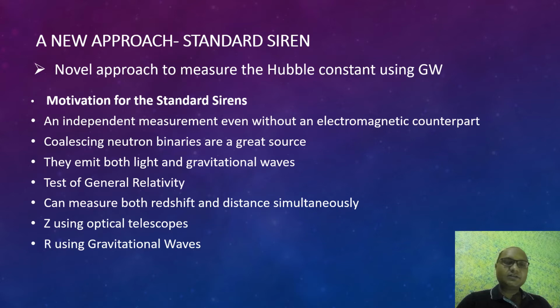There are various reasons for this. The very first one is that it is an independent measurement even without an electromagnetic counterpart. If an electromagnetic counterpart is available, it's a good thing, but even if it is not available, the values can be calculated. The collapsing neutron star binaries are a great source. They emit both light and gravitational waves, and this is actually a true test of general relativity, so we can totally rely on that. They can measure both redshift and distance simultaneously: the redshift z can be measured using optical telescopes and cross-checked, and the distance R using gravitational waves.